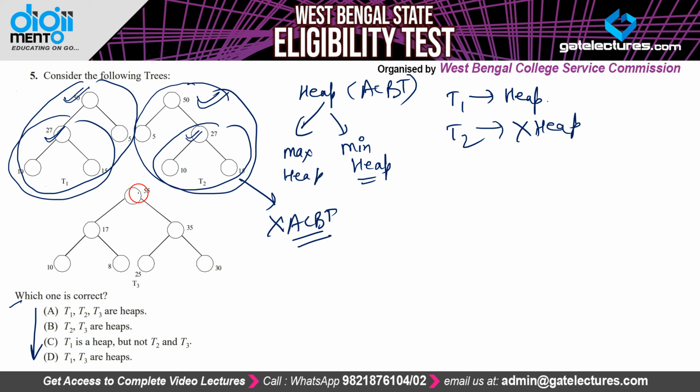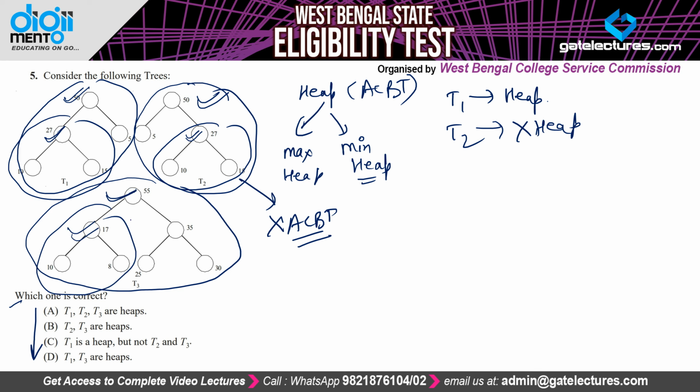Now in case of T3, first of all, it is an almost complete binary tree, that is correct. Now this is following the heap property. This subtree is also following the heap property, and this subtree is also following the heap property.